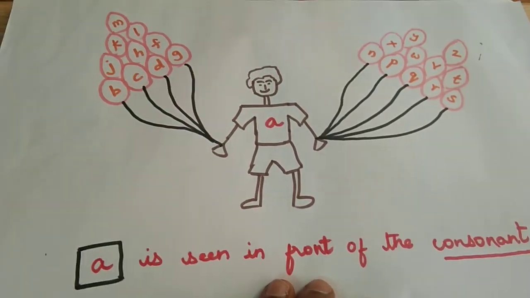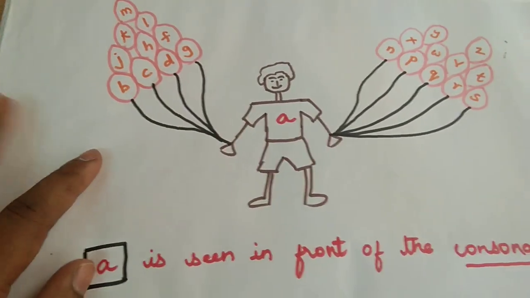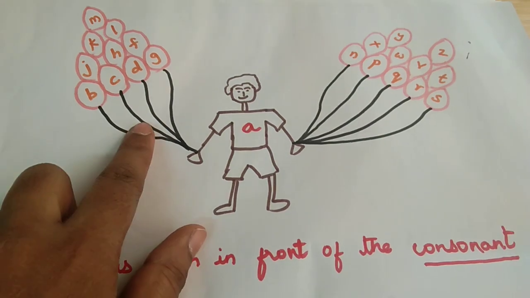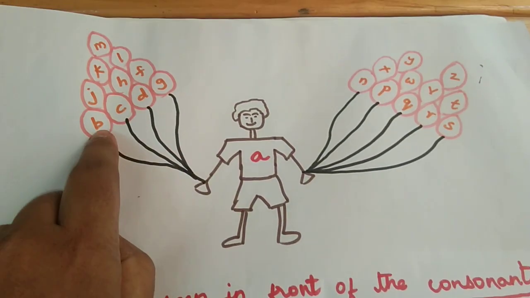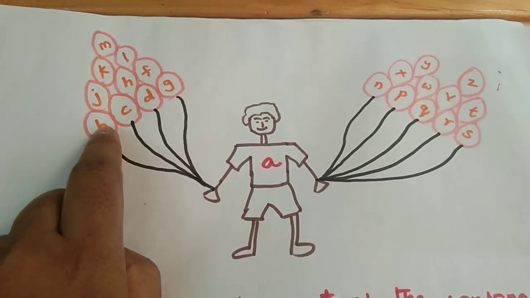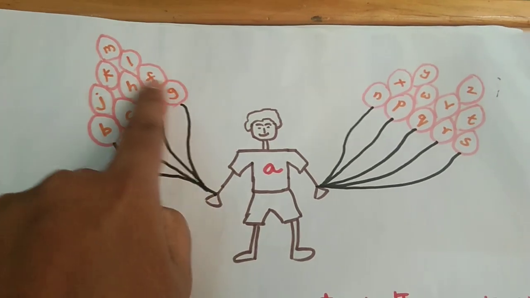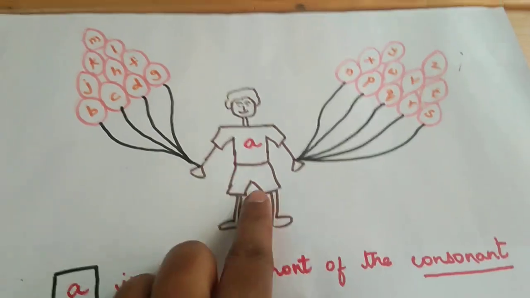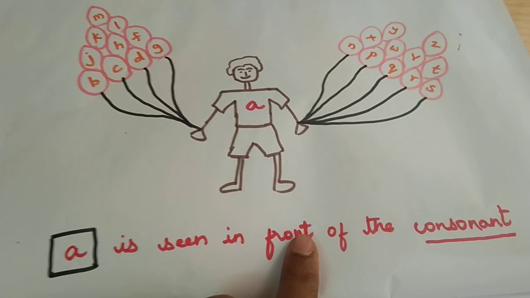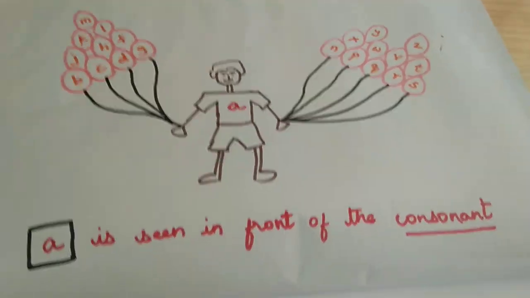So let's see where we use a. A is seen in front of a word that starts with a consonant, that is, any letter other than a, e, i, o, u. You can see all the other letters here. So that's where we see a in front of a consonant word.